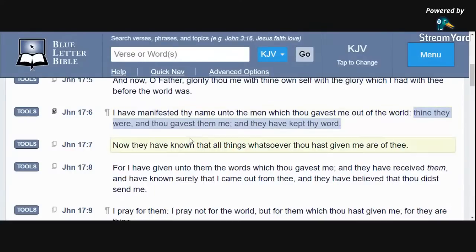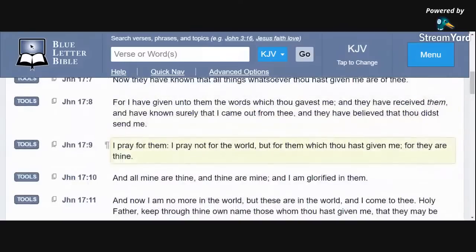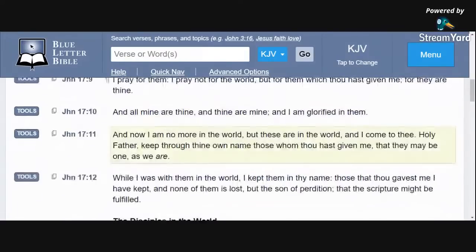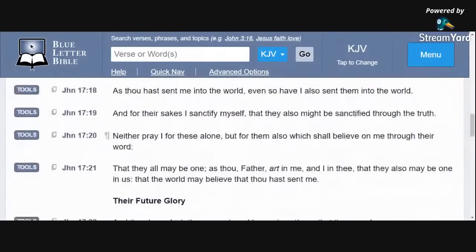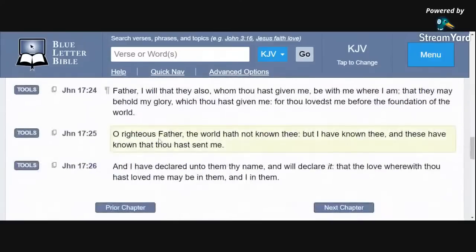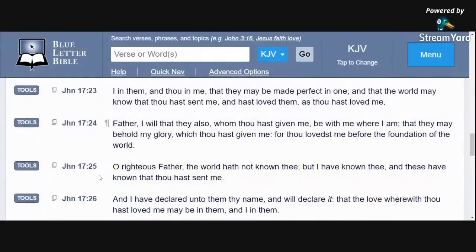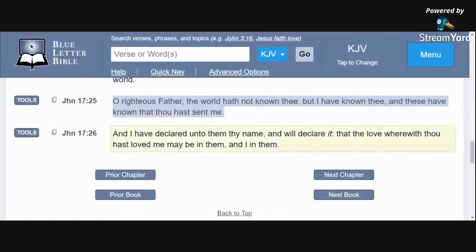Thine they were, and thou gavest them me, and they have kept thy word. See? And you can read into it a little more. I'm just going to jump around. I'm going to go down to the last two verses. Excellent chapter, of course. Verse 25. O righteous Father, the world have not known thee, but I have known thee. And these have known that thou hast sent me. How do they know? Through the Spirit.